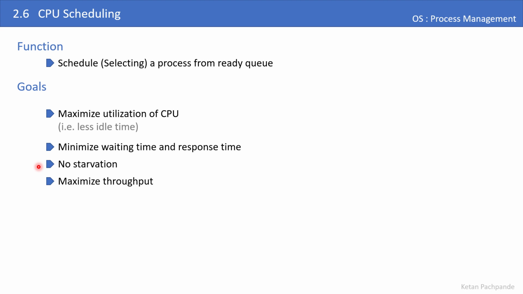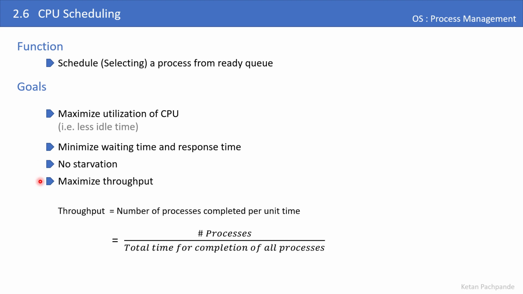The fourth goal is to maximize the throughput. The definition of throughput is the number of processes completed per unit time. So here is the simple formula for throughput. In the numerator, the number of processes, and in the denominator, the total time taken by all processes to complete.